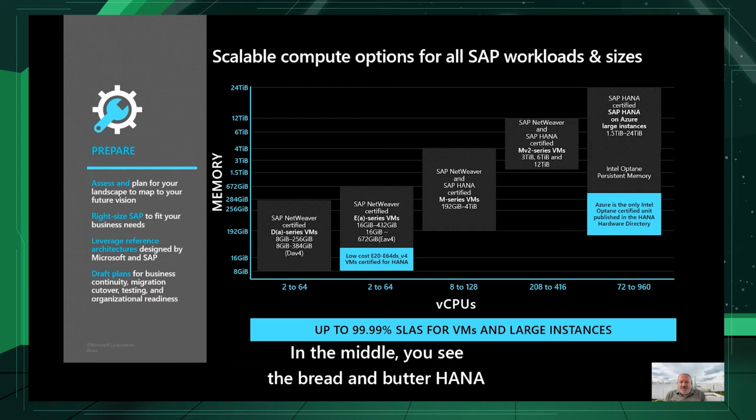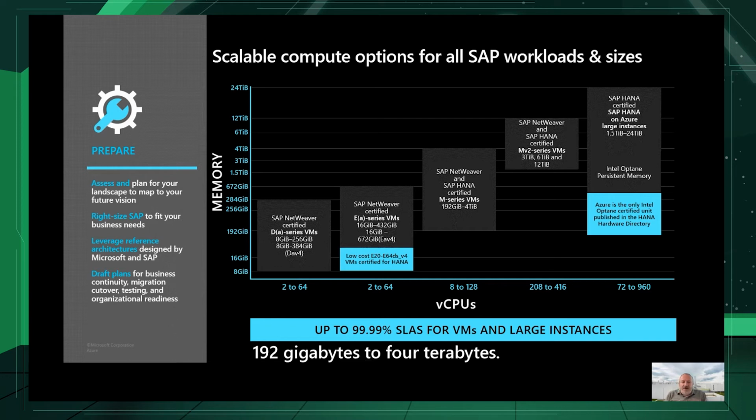And then in the middle, you see the bread and butter HANA certified units going from 192 gigabyte to 4 terabyte. A lot of deployments here, especially with SAP HANA, running smaller to mid-range HANA systems in a reliable manner. Some of the units are certified for OLAP scale-out as well, so that you can go up to 16 nodes here and pair them together into a scale-out SAP HANA configuration.